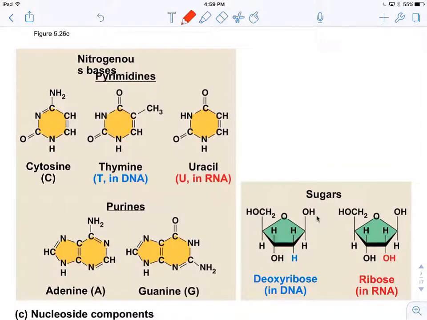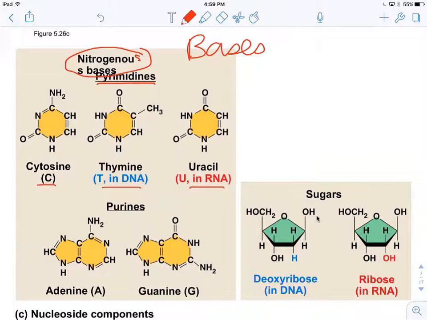Let's look a little bit closer at our nitrogenous bases. These are our bases. There are 5 different types of bases. There are 3 pyrimidines, cytosine, thymine, and uracil, and there are 2 purines, adenine and guanine. We'll talk later about how to tell them apart, but pyrimidines have one ring, and the purines have two rings.